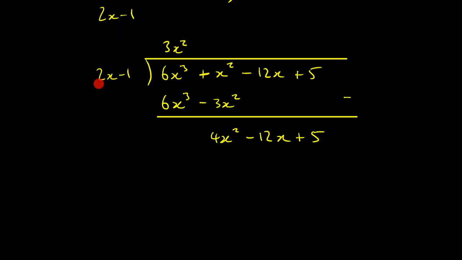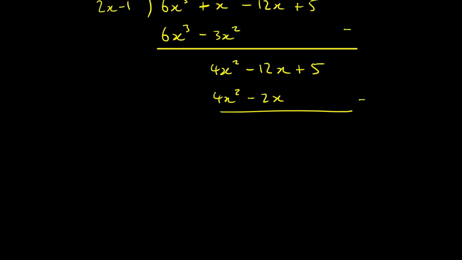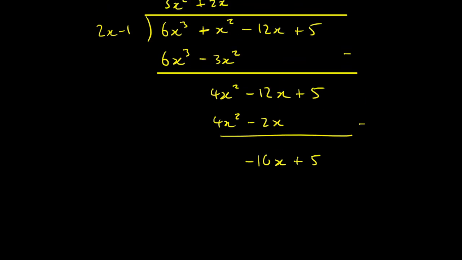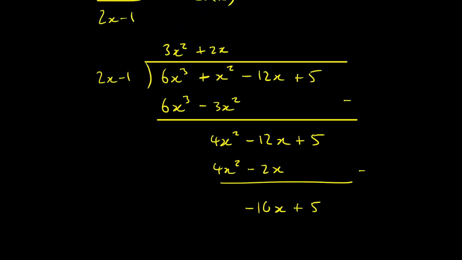So I do 4x squared divided by 2x, which is going to give me positive 2x. I'm going to take that 2x and multiply it by my entire divisor here. And so that's going to give me 4x squared minus 2x. And I'm going to subtract that off. So 4x squared minus 4x squared is 0. Negative 12x minus minus 2x is minus 10x. So that gives me minus 10x plus 5. Negative 10x becomes the new leading term. I divide it through by 2x, which is going to give me negative 5.